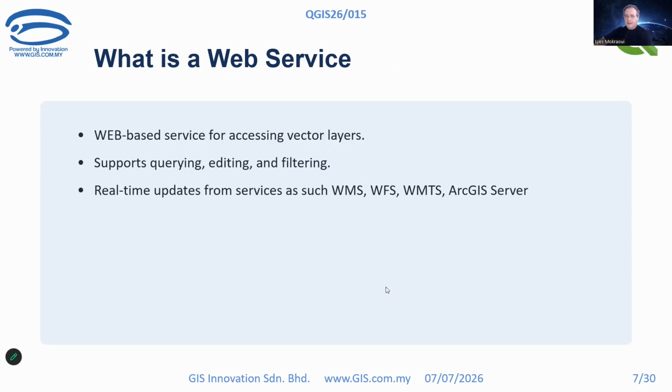So let's get into our subject. What is a web service, or a geospatial web service? It's a web-based service for accessing vector layers. So you are a company with a lot of data, you create vector layers, and you want to share your data over the internet. You use web services for that.